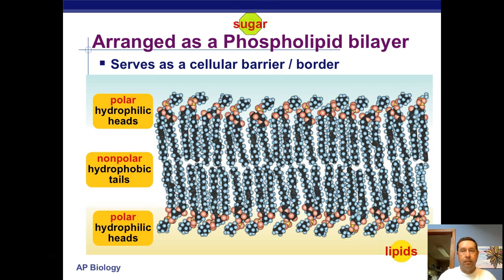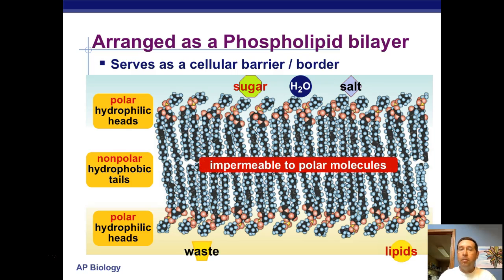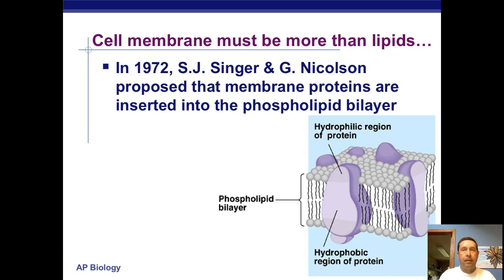Lipids can go through. Sugars can't go through. Water can't go through the membrane. Salts can't go through the membrane. Waste can't go through the membrane. Polar molecules in general cannot go through the membrane. Nonpolar things like lipids can. The cell structure must be more than lipids, though.